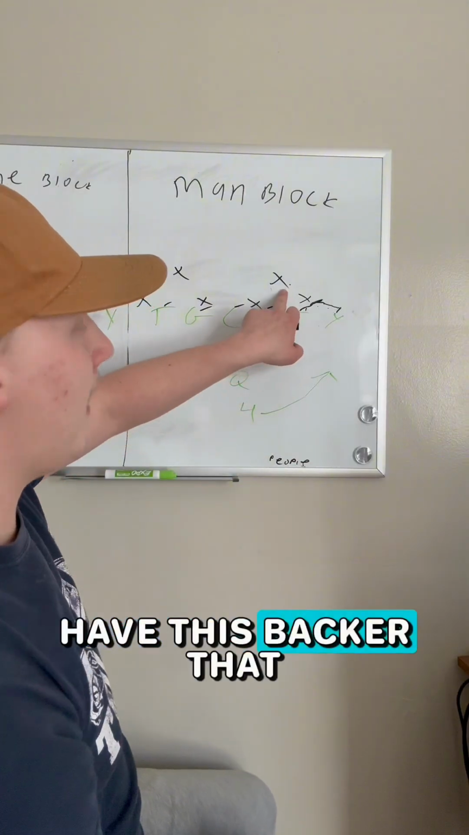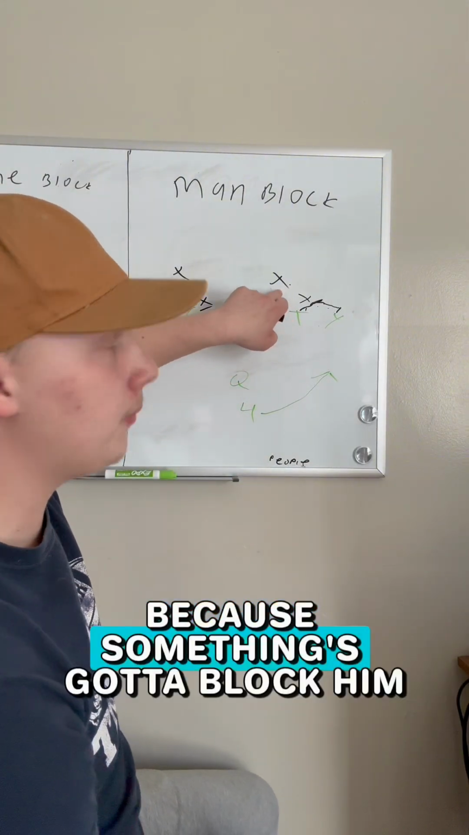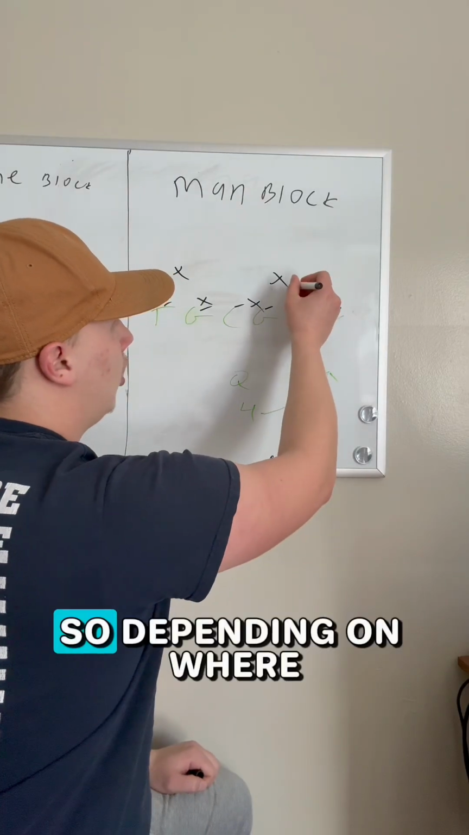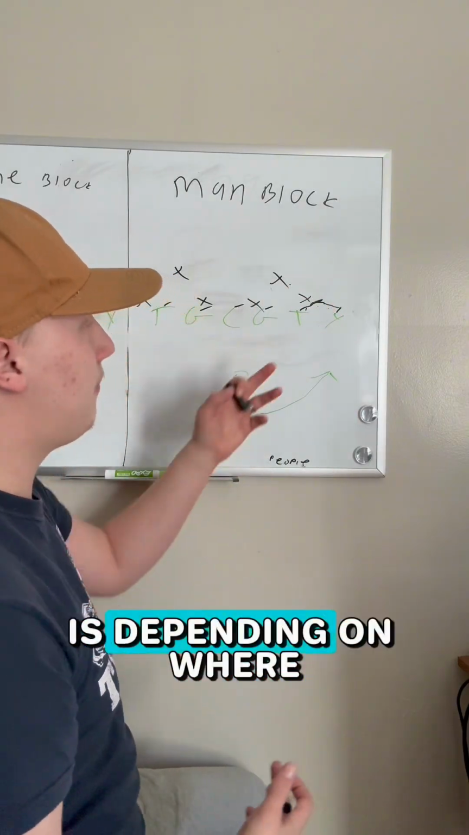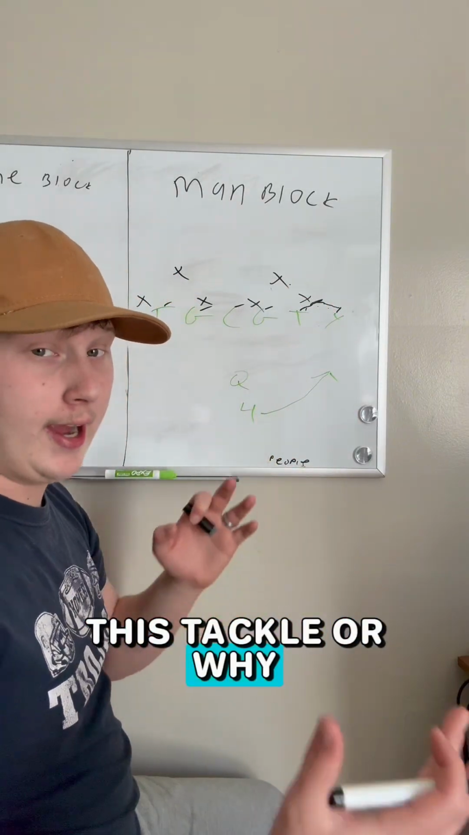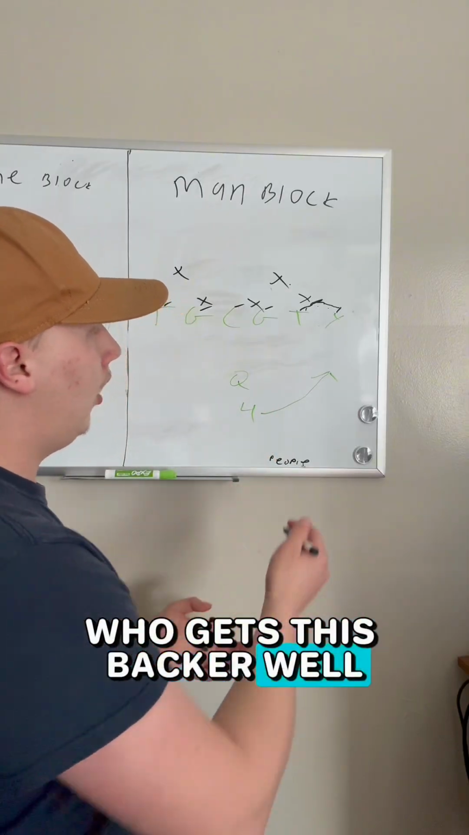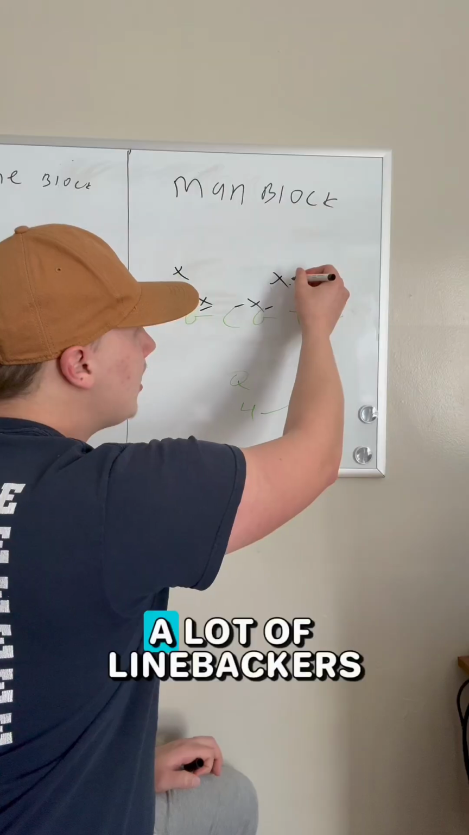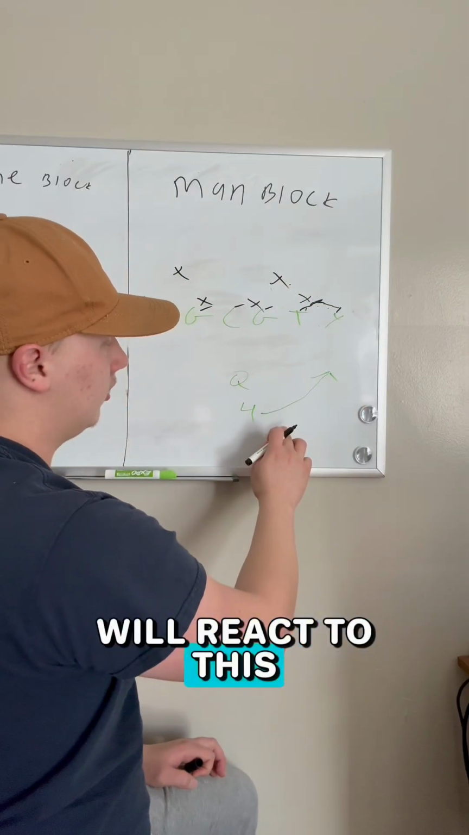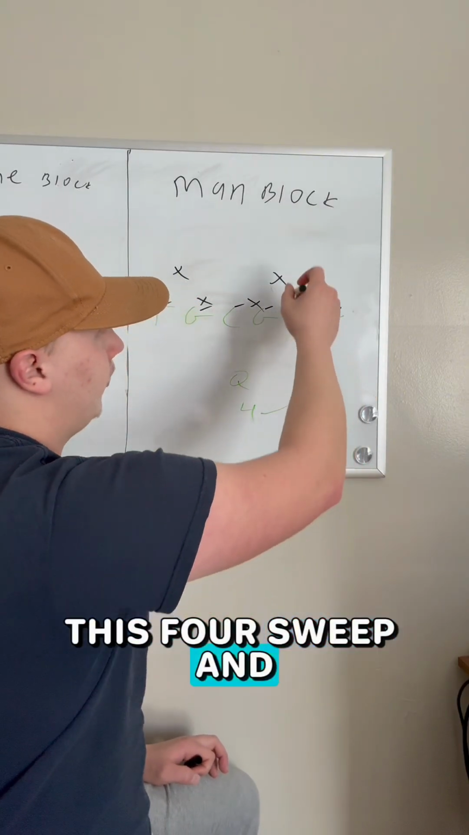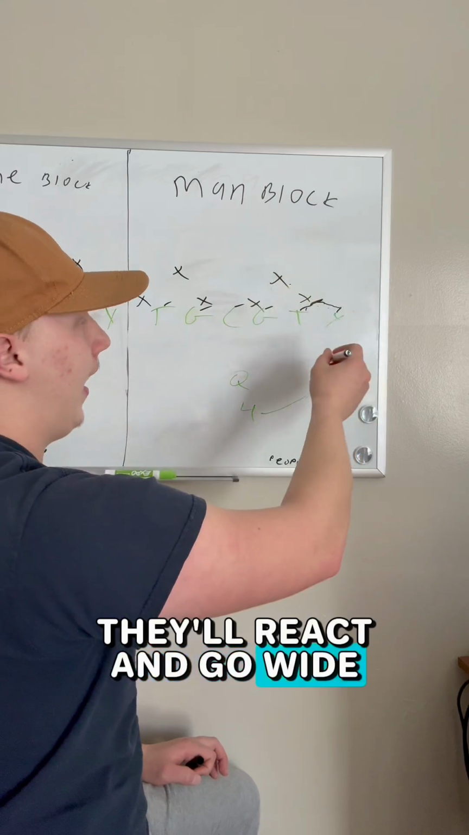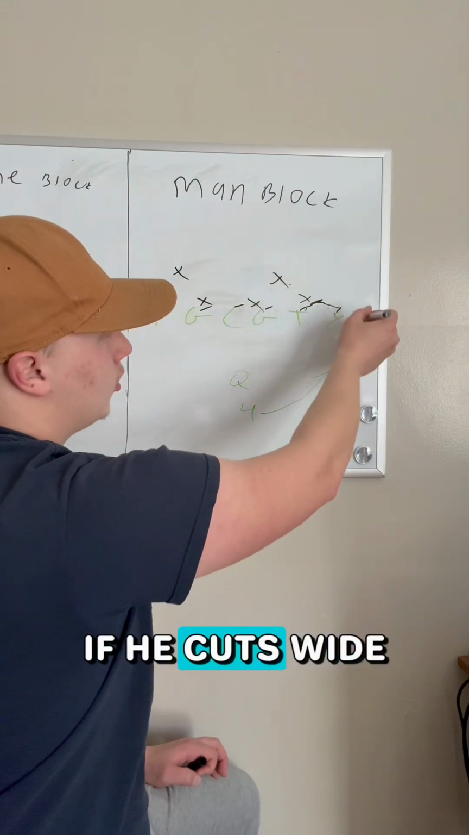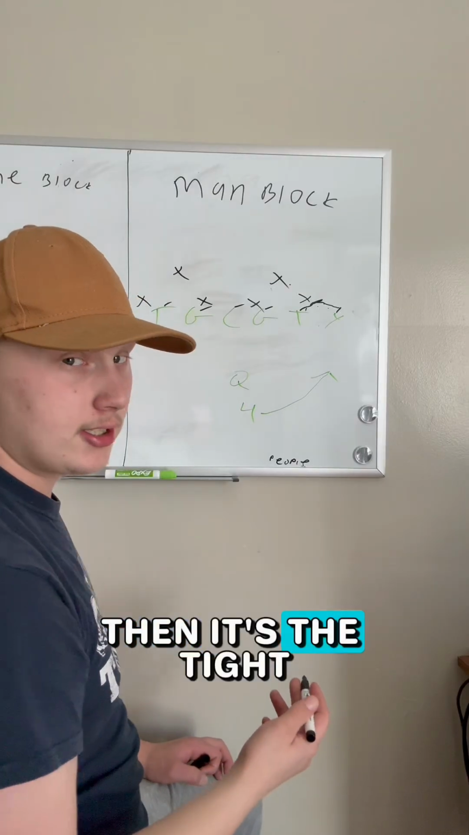Okay, but we still have this backer that we have to pay attention to because somebody's got to block him, especially on a sweep. So depending on where this backer goes is depending on where this tackle or Y gets this backer. Well, just based on what I've drawn, a lot of linebackers will react to this forced sweep, and they'll react and go wide. But if he cuts it short, then it's going to be the tackle who gets the back. If he cuts it wide, then it's the tight end who gets it.